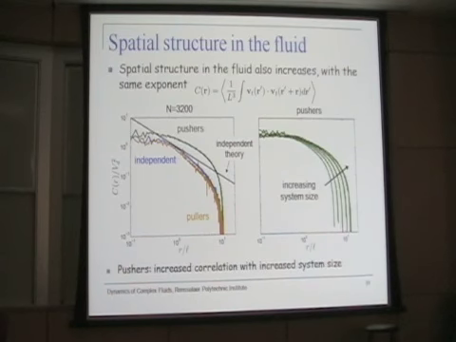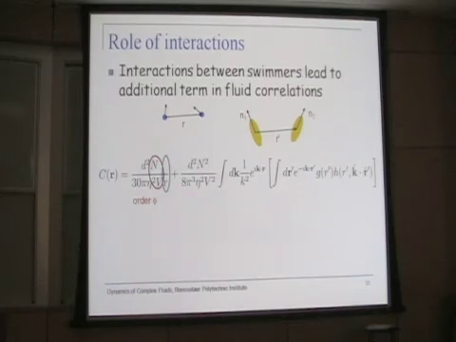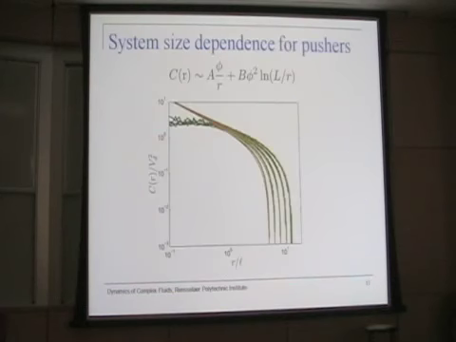As Aparna was mentioning, there are pusher-type organisms and puller-type organisms. The pullers are interacting with one another, but that is not captured in this fluid-fluid correlation function. It's essentially the same as if they weren't interacting. But pushers do have a larger correlation in the fluid, and that also increases with system size. So we have a finite size effect as we make the system bigger and bigger, and you can capture that with this theory.